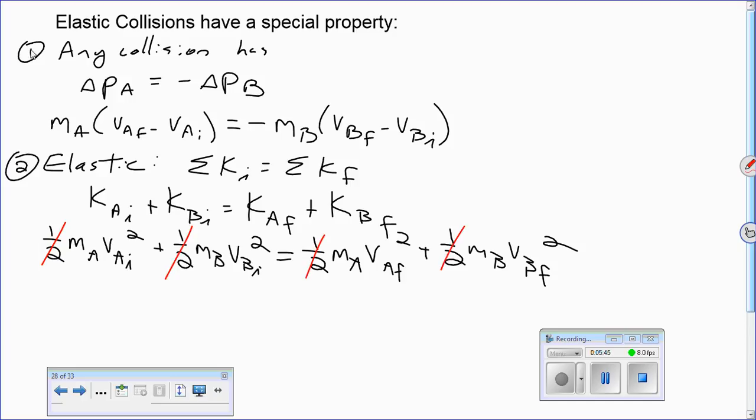Good. So now what I'm going to do is group it. I'm going to put all of my B's on the left side and all of my A's on the right side. So if you do that, you get this. Let's see. I'm going to subtract MA squared from both sides. And I'm going to subtract MBVBF squared from both sides.